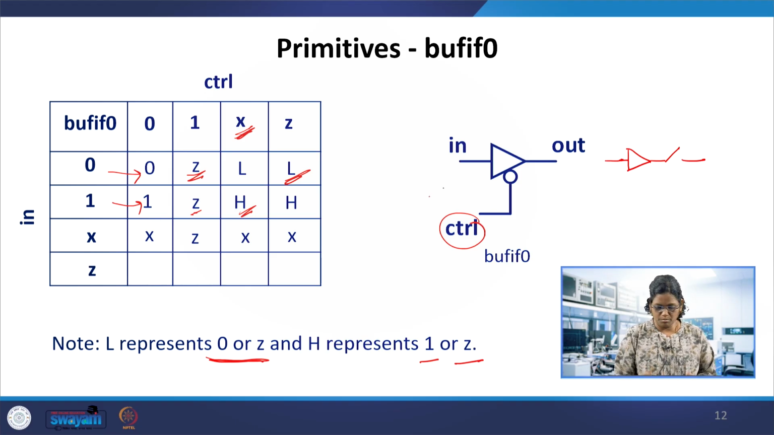So again the input is in the high impedance state. Even if this is 1, that will go to the high impedance state, and in other cases it will be don't care. So this is the buffer if 0 gate truth table.